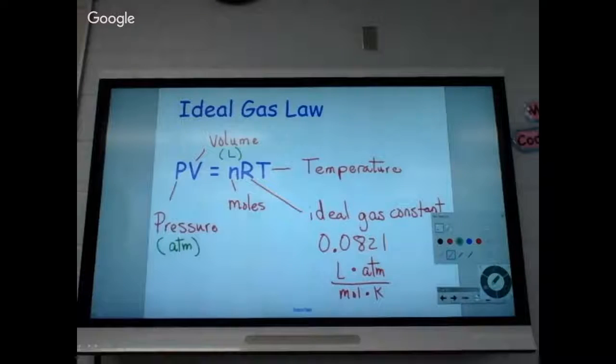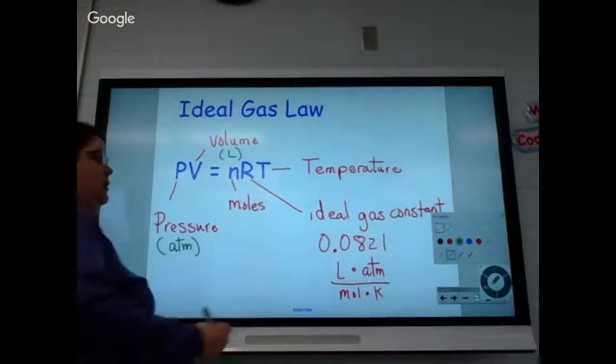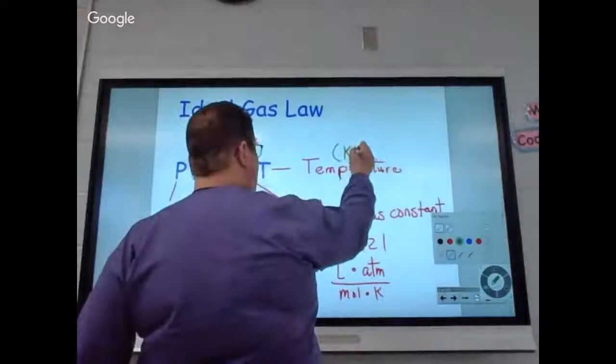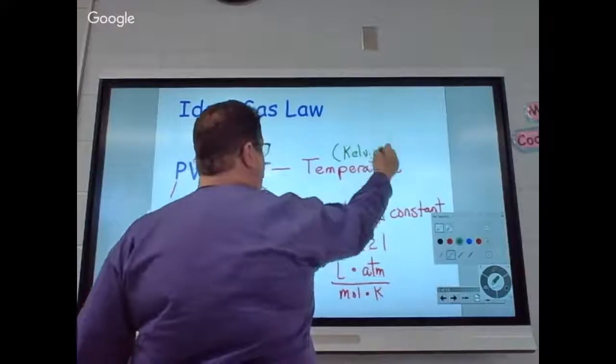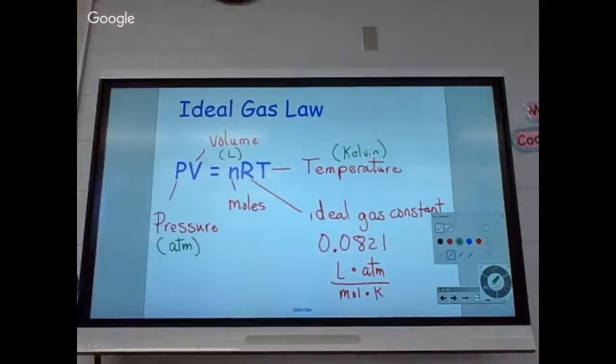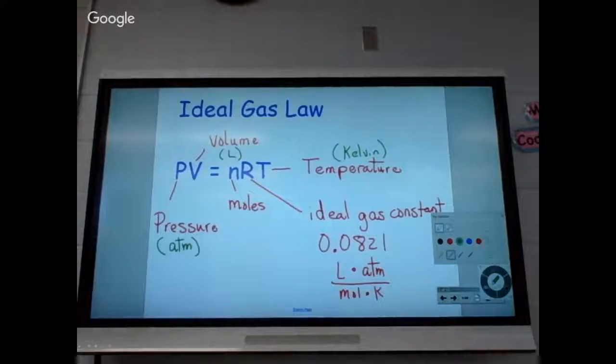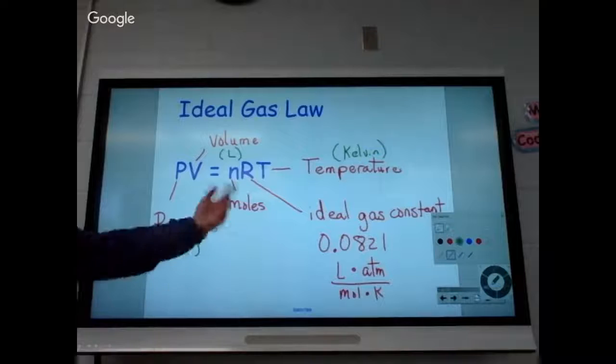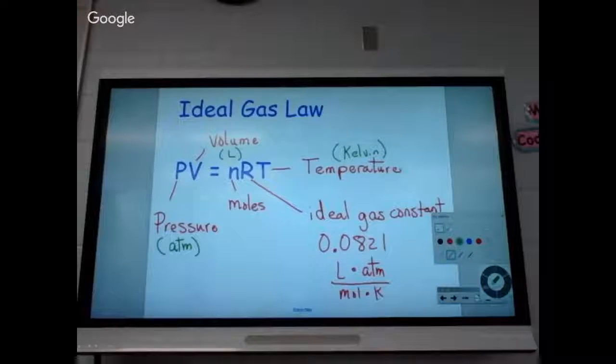Has to be in liters. Temperature has to be in what unit? Kelvins. Okay? Now, that's the only thing that is the same. Temperature still got to be in kelvins. That's the only thing that didn't change. N has to be in moles. That's new for us. And the ideal gas constant is a new variable. Okay? But volume and pressure have to be in these units. It's not about matching anymore. Is everybody okay? Yeah. Okay.